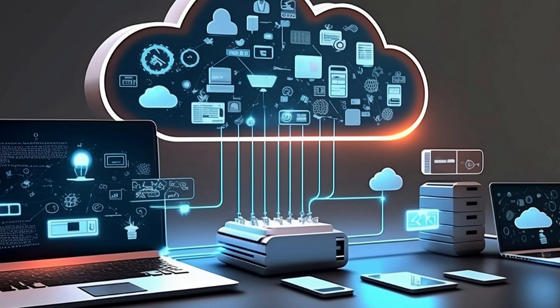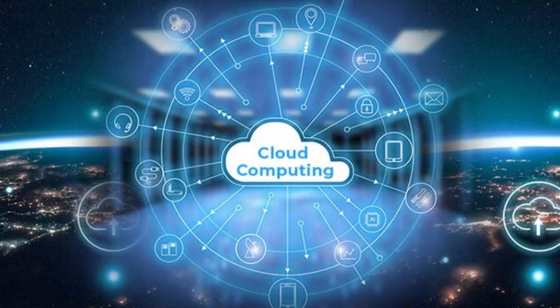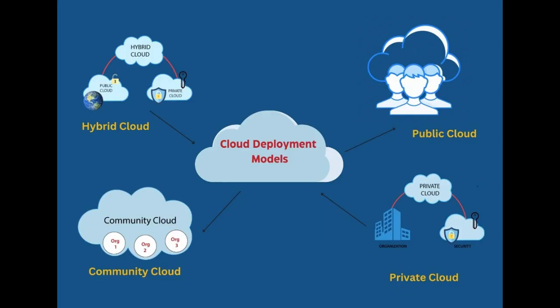Now friends, if we talk particularly about the models, cloud deployment models refers to various ways organizations can deploy and utilize cloud computing resources. The four main cloud deployment models are public cloud, private cloud, hybrid cloud and multi-cloud. So today we shall discuss these deployment models in detail. First one is the public cloud.